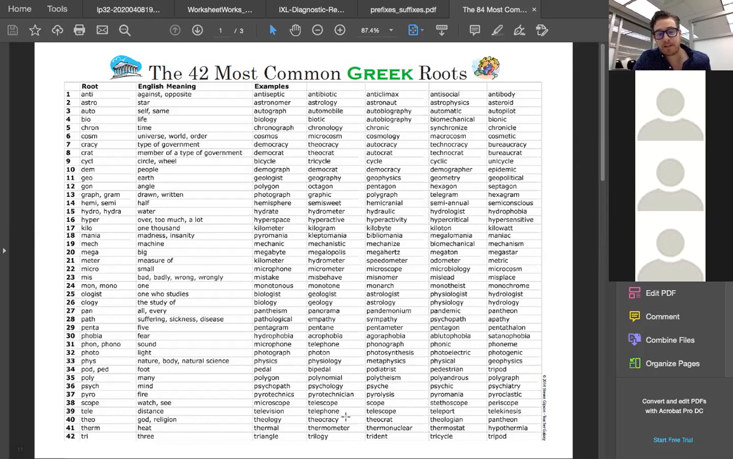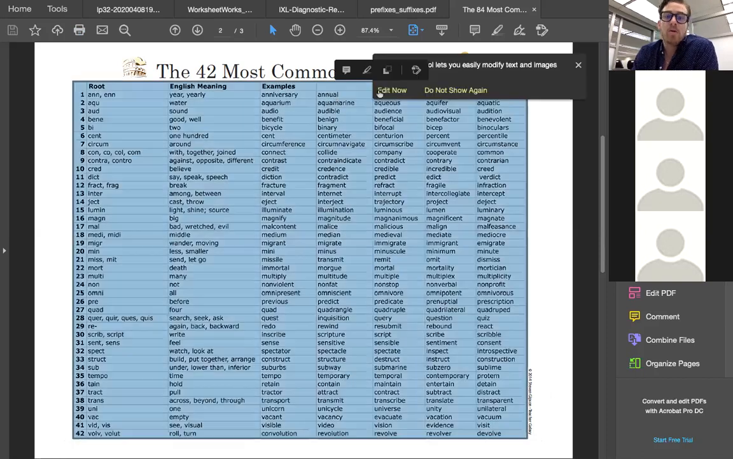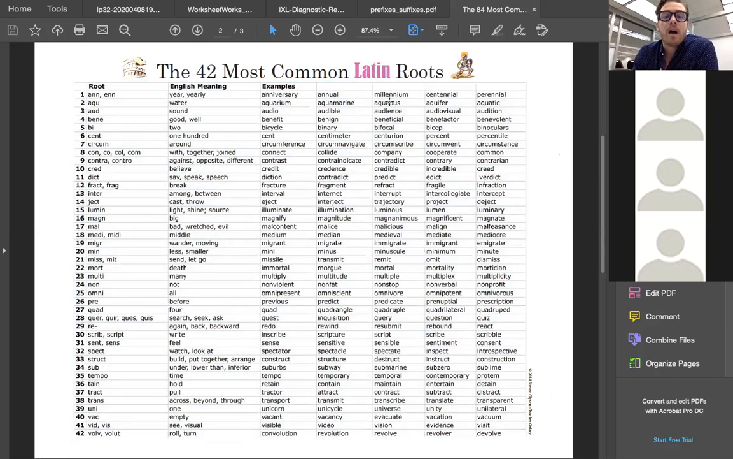So theology is your belief system. Theocracy is when the church actually rules the government. Therm has to do with heat. So thermal, thermometer, right? You use a thermometer to check and see if you have a fever or not. Tri is 3, so triangle, trilogy, trident. Let's look at the Latin ones. Ann or enn means yearly, or having to do with the year. So anniversary, how many times does that happen? Once a year. Annual. Millennium, that's 1,000 years, okay.